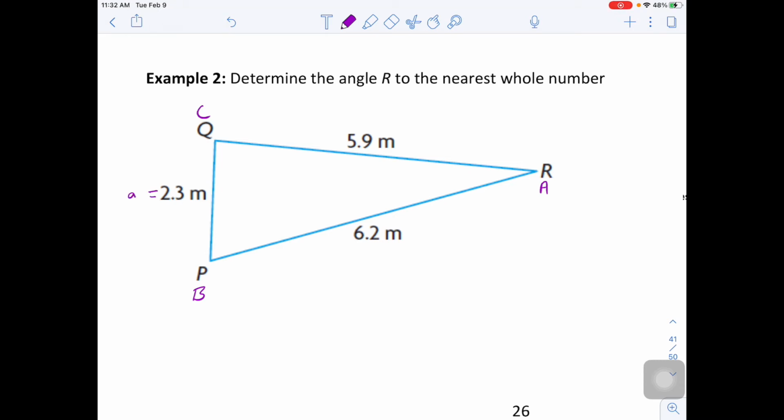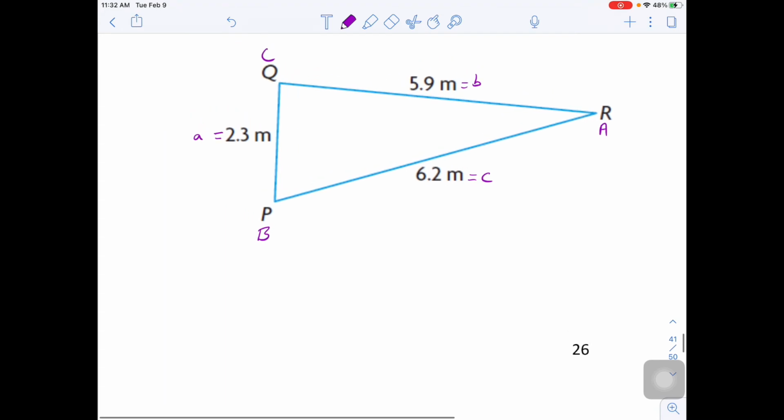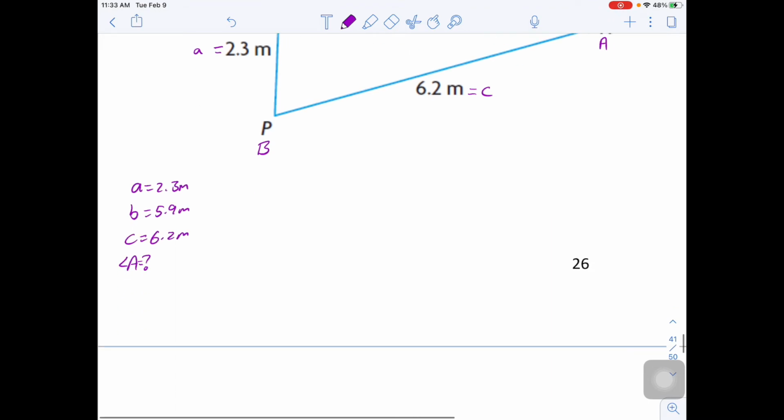And now you can say that this is little a, because it's opposite to A. This side length here, 5.9, would be little b, and this side length here would be little c. So now you have everything worked out, and you're ready to solve. A equals 2.3 meters, B equals 5.9 meters, C equals 6.2 meters, and we're solving for angle A, which is just angle R.